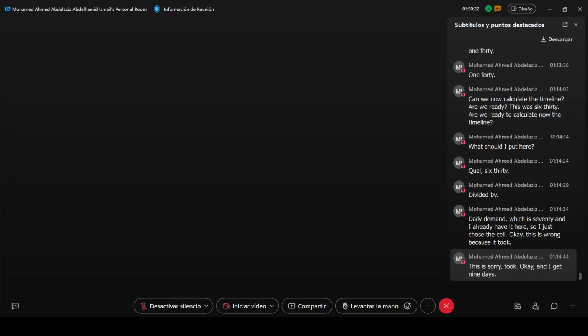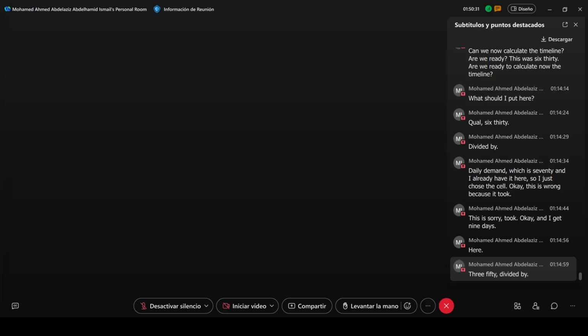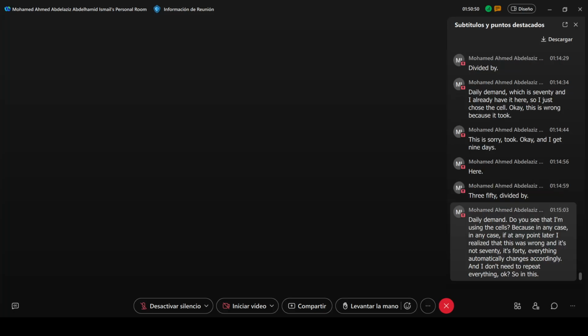Here, 350 divided by daily demand. Do you see that I'm using the cells? Because in any case, if at any point later I realize that this was wrong and it's not 70, it's 40, everything automatically changes accordingly. And I don't need to repeat everything, okay? So in this way, you can leverage Excel to help you save time when you have mistakes.